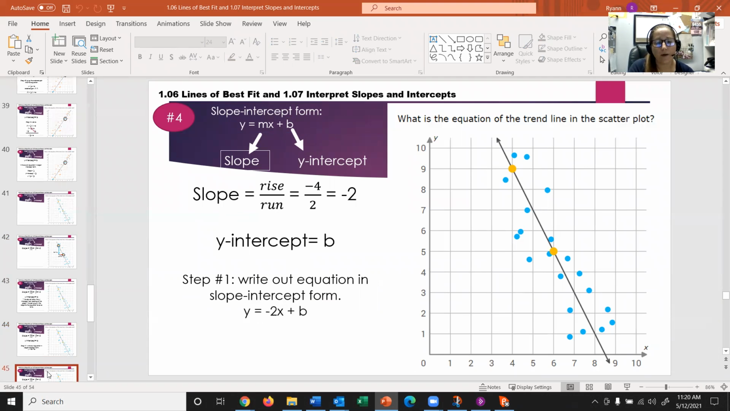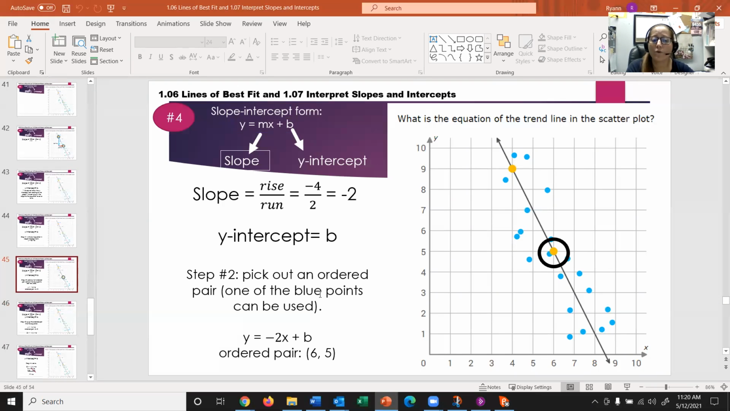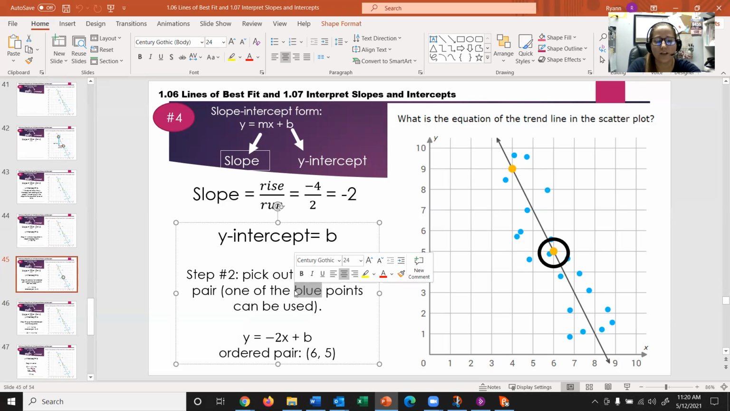The second step of this is to pick out an ordered pair. It says one of the blue points, but actually in this case, one of the yellow points. So I'm just going to change this. One of the yellow points can be used.